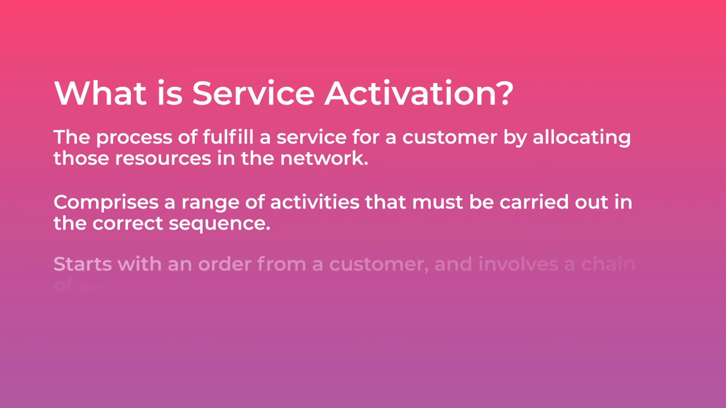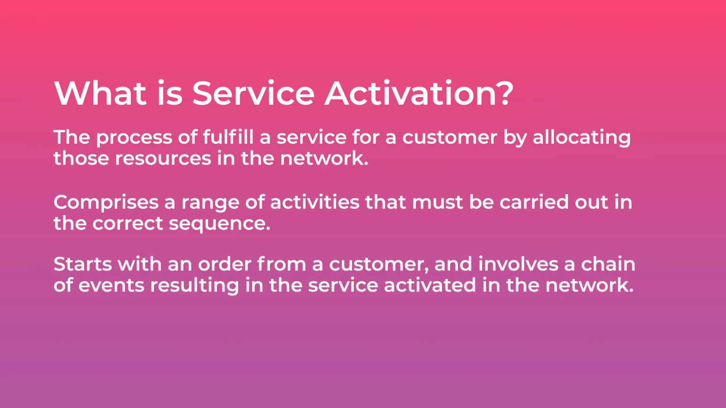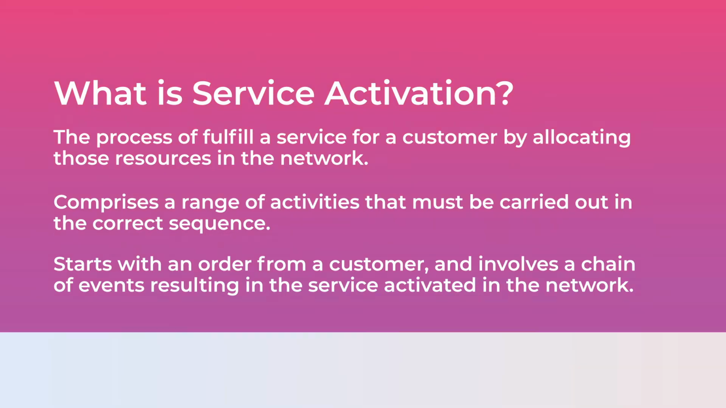Starting with an order received from a customer, the activation process involves a chain of events resulting in the service being activated at the network level, and the billing system registering the new customer. When a customer requests a new service, or a change to an existing one, a service order is created and sent to Symphonica. Once in Symphonica, the service order is decomposed into a set of network resources that will be configured to fulfill the services for the customer.